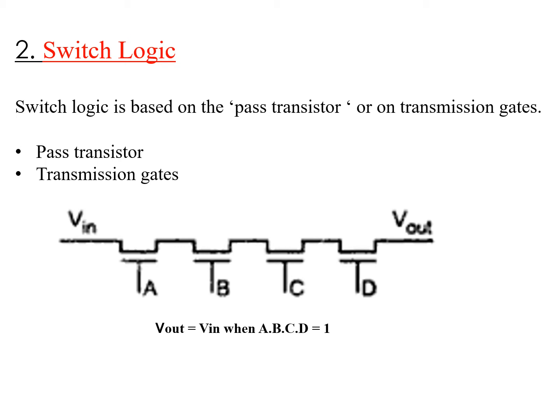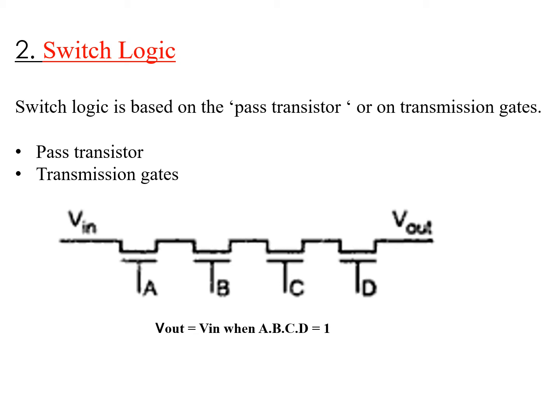MOSFET D. Now when I give the gate voltages for A, B, C and D as 1, then whatever my input value is, the same value will be the output, provided A, B, C, D have to be 1. If any of the gates has 0, that means that particular NMOS will be off.